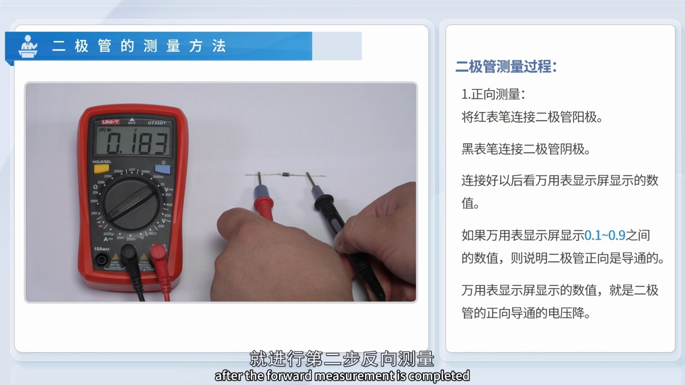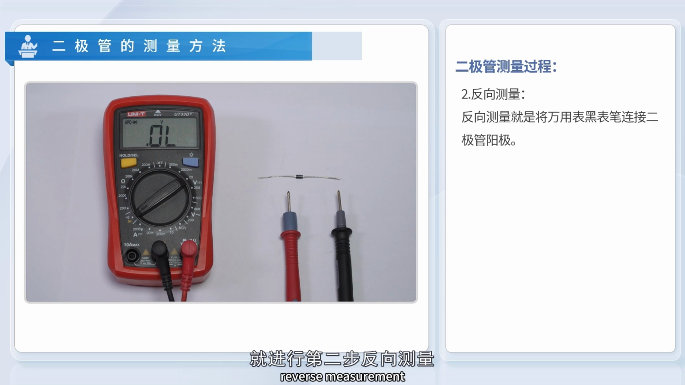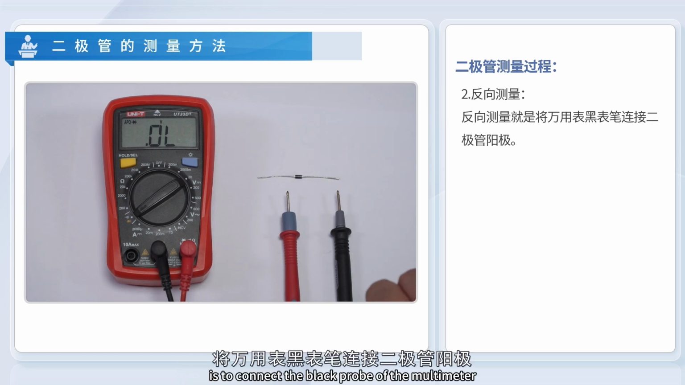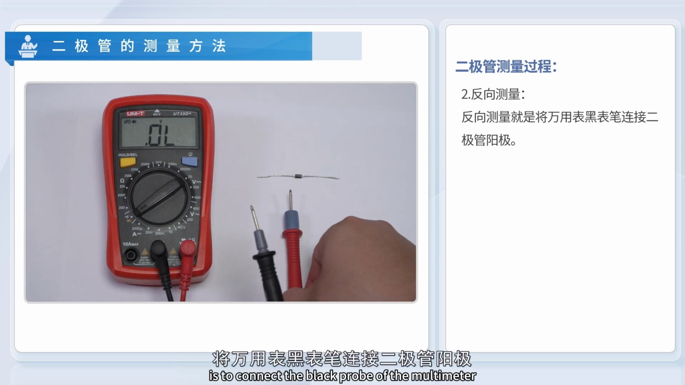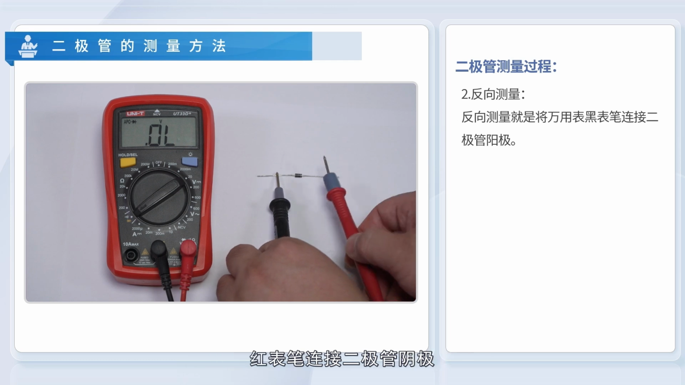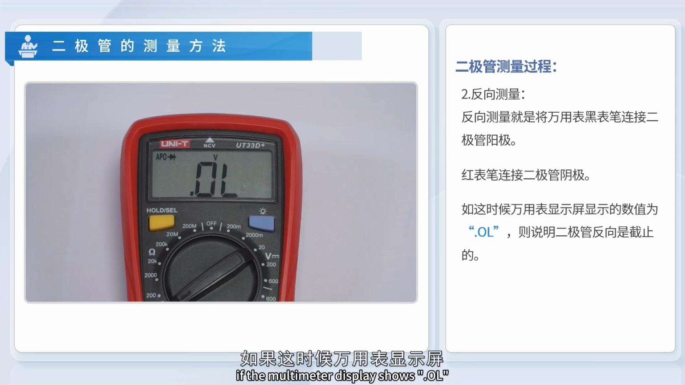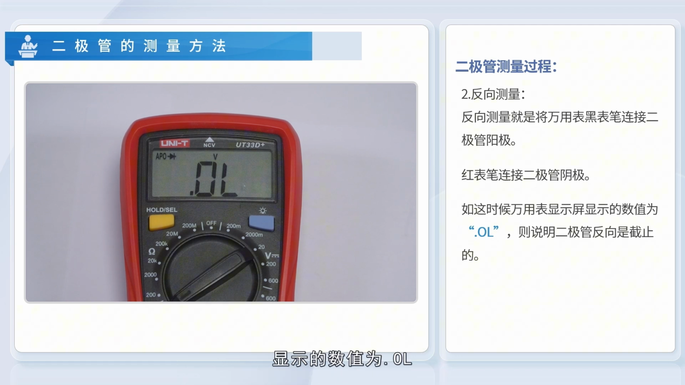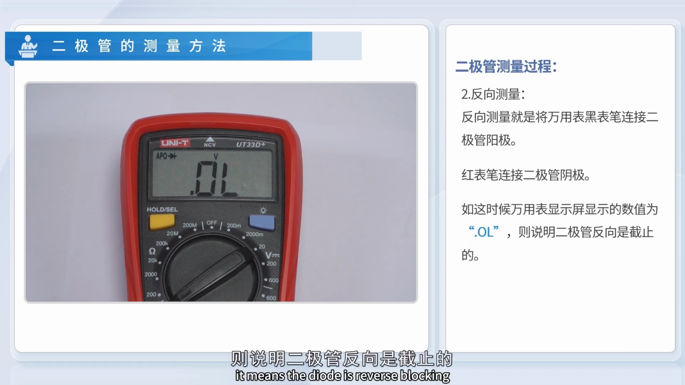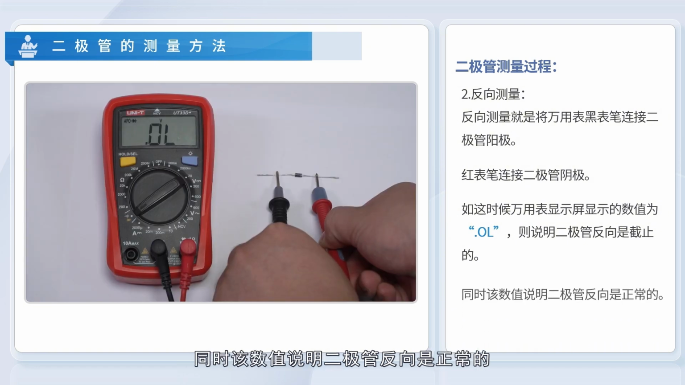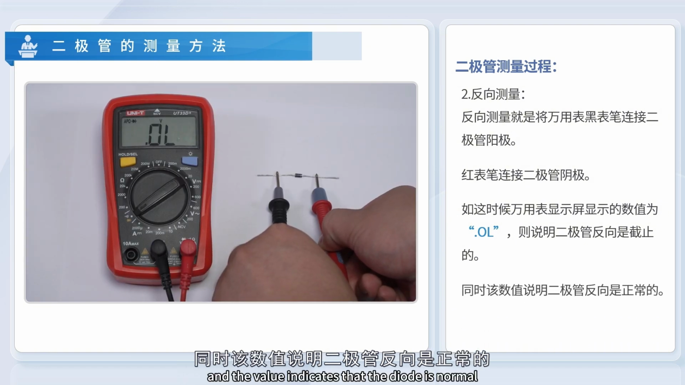After the forward measurement is completed, we can perform the second step, reverse measurement. Reverse measurement is to connect the black probe of the multimeter to the anode and the red probe to the cathode of the diode. If the multimeter display shows OL, it means the diode is reverse blocking, and the value indicates that the diode is normal in reverse.